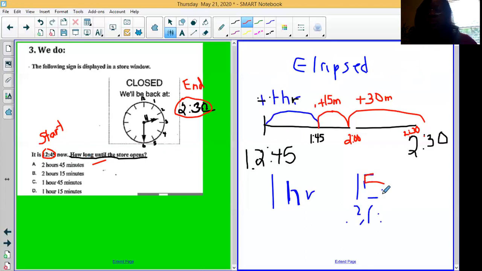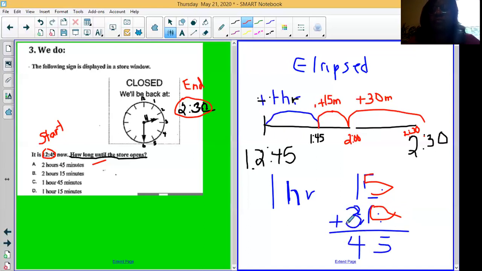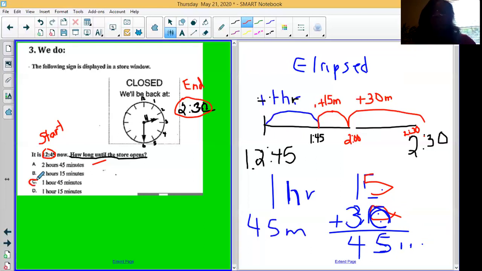So I'll pause and let you do that. All right, so you know 15 plus 30 gives you a total of 45. And 45 represents minutes. So my answer ends up being 1 hour, 45 minutes. All right, so my answer ends up being C. Right? I'll pause and let you get it.